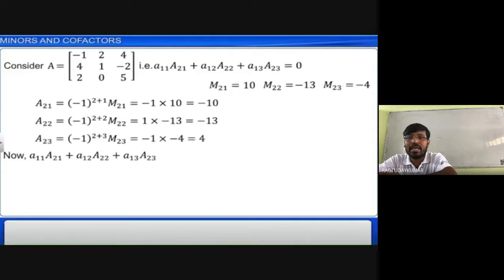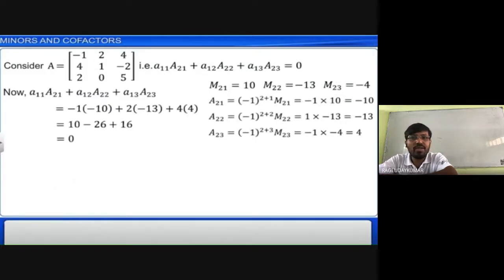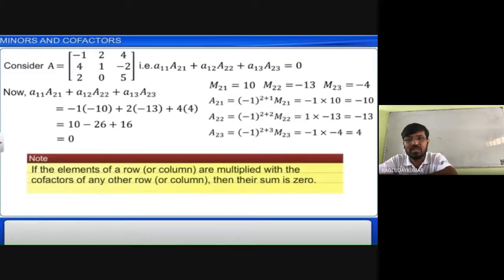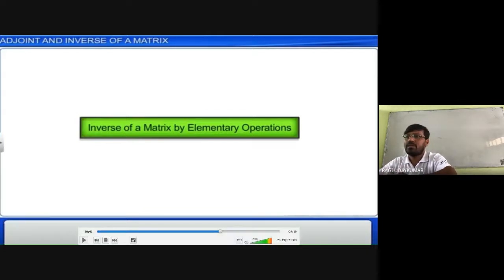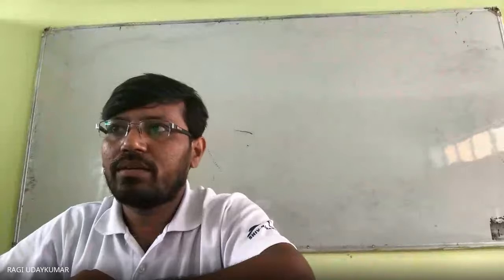Now what to do here? Not only the first row, even if you multiply with the second row, these elements, you are going to get 0 as the result. You can check. Multiply with 2057 also. Not only -1 into 4, -1 into -10, 2 into -13, 4 into 4, this result we are going to get as 0. Not only this, multiply with 2 and 2057 also, the same result we are going to get. If the elements of the matrix are like this, if we are multiplying, okay.